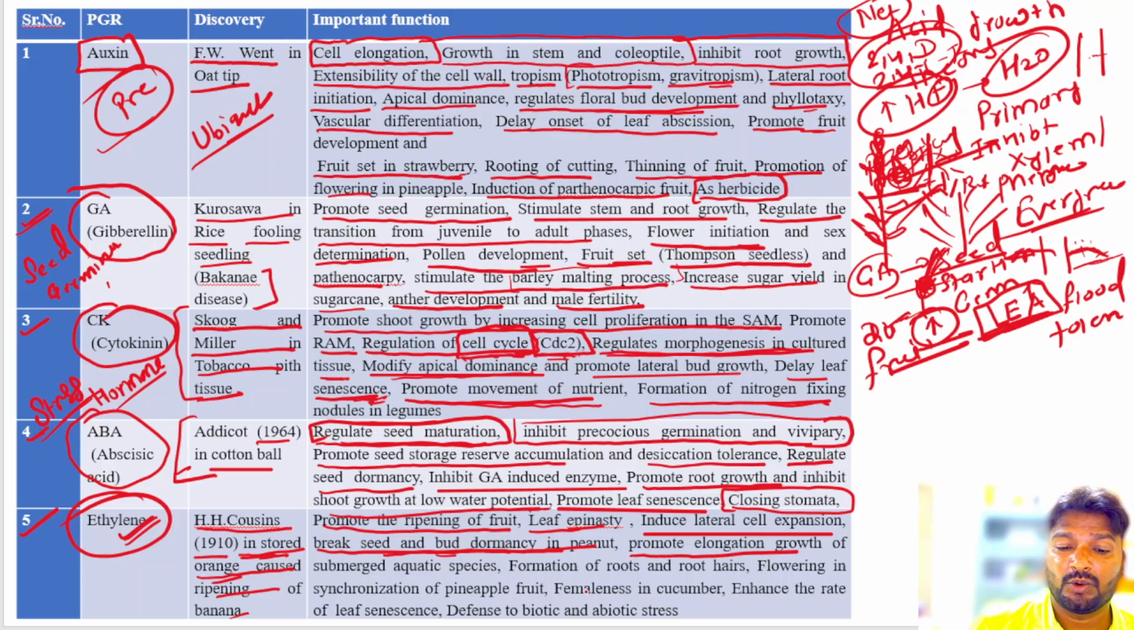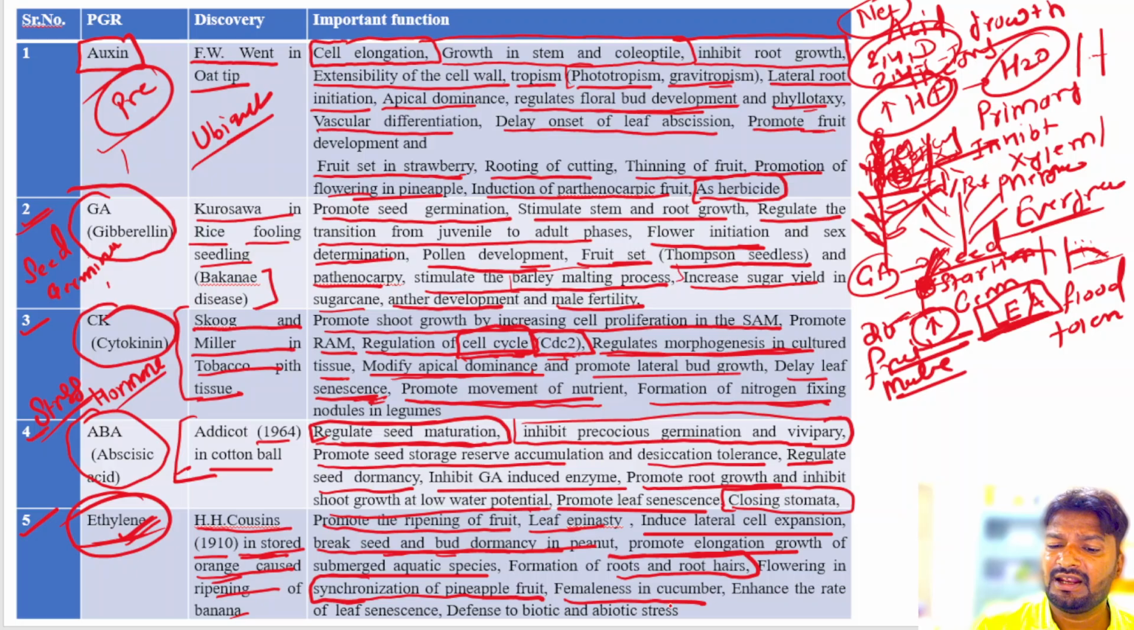Promote the elongation growth of the submerged aquatic species. Means flood tolerance में important. Formation of root and the root hairs. Flowering synchronization of pineapple fruits. जबकि हमने ऑक्सिन में क्या पढ़ा था? Promotion of flowering in the pineapple. So auxin promote the flowering, but synchronization of flowering in pineapple by the ethylene. तो कभी कभी एग्जाम में ये आपके नेट एग्जाम में फीमेलनेस इन कुकुम्बर. तो जो आपका जिब्रेलिन है दैट इज द promote the male and this ethylene promote the female.